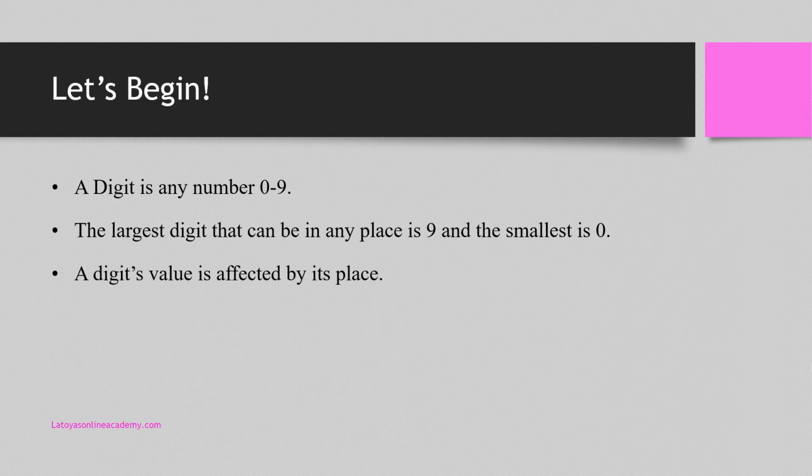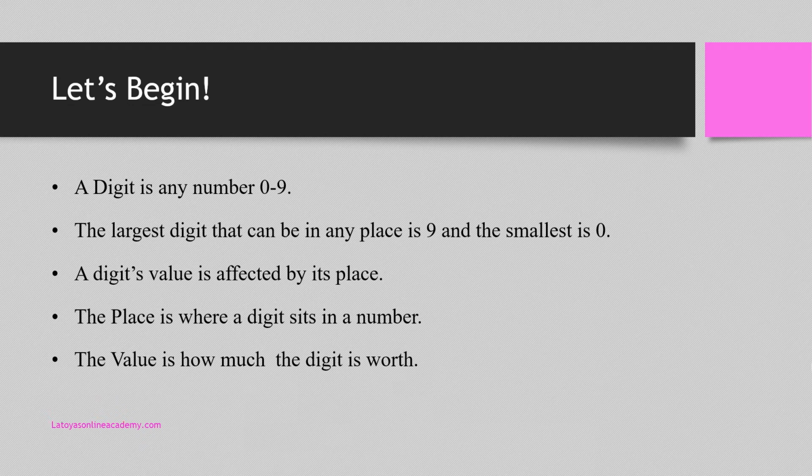A digit's value is affected by its place in a number, and we will see this as we continue on. The place is where a digit sits in a number. The value is how much the digit is worth.